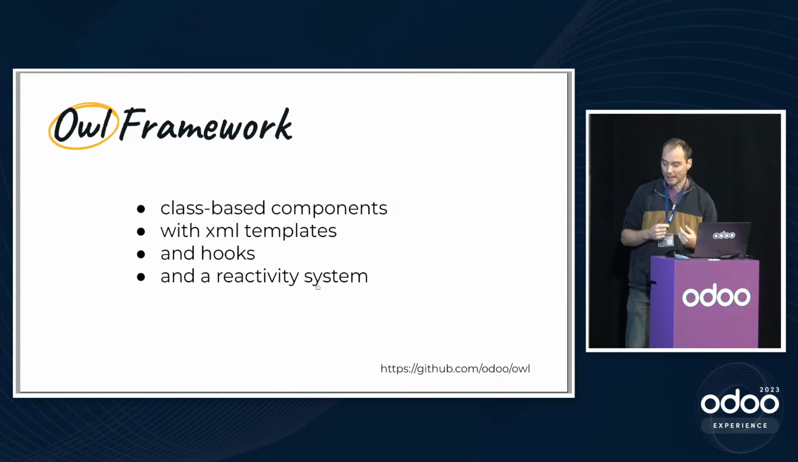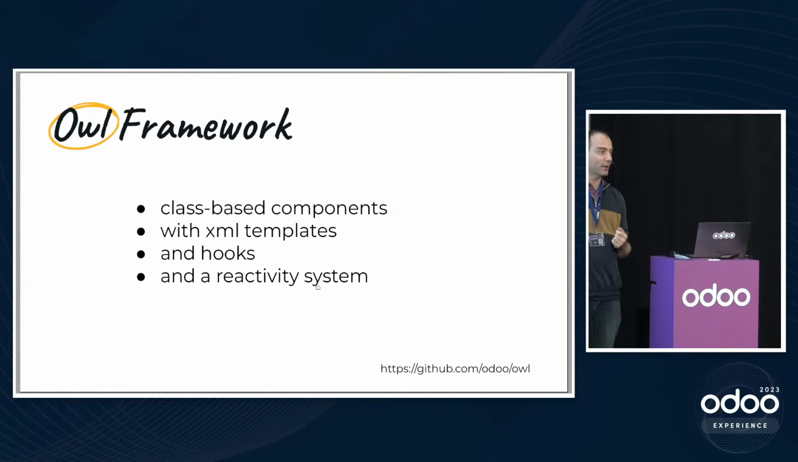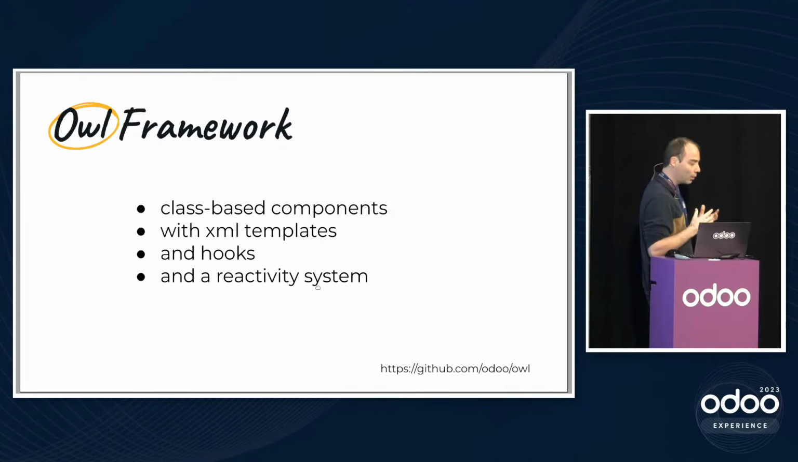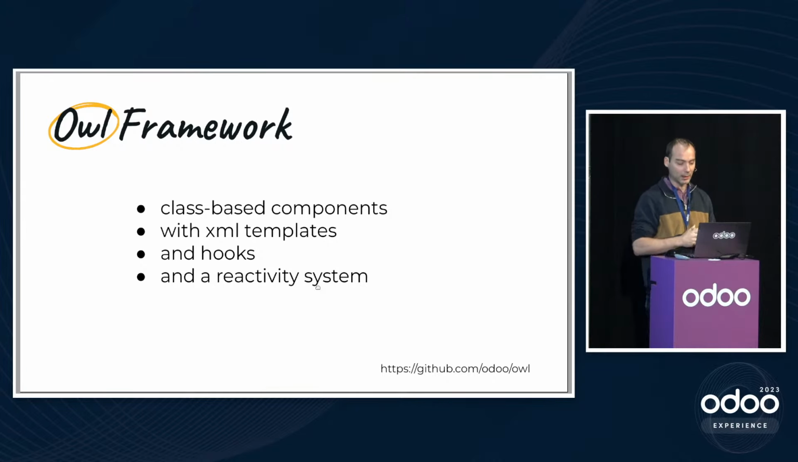OWL also has modern features that you may encounter in other frameworks, such as hooks. I will talk about that, so don't worry if you don't know what a hook is. And there is a reactivity system, which means that you can write your code in a way that you just describe your state, and the user interface will pick up the change in your state in real time and apply it to the screen. So you don't need to coordinate updates to the screen. OWL will do that for you. So that's basically the main ideas behind OWL.